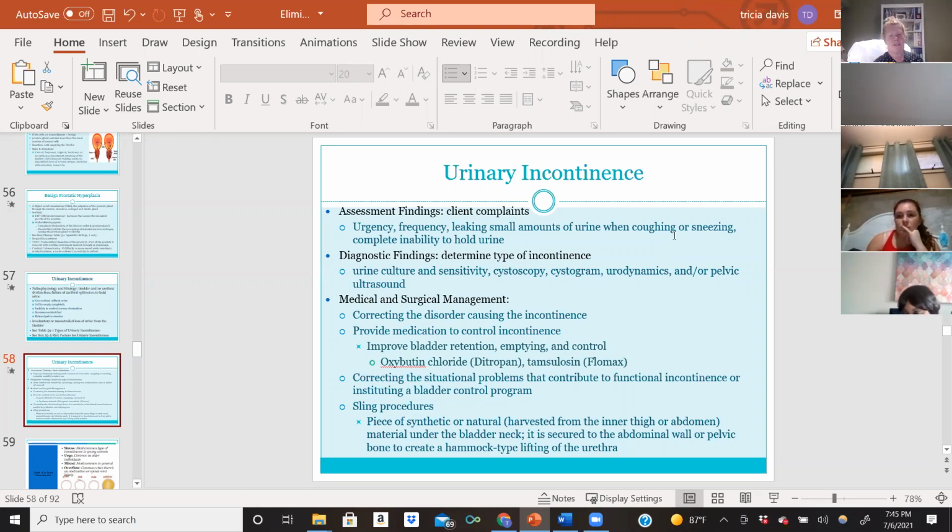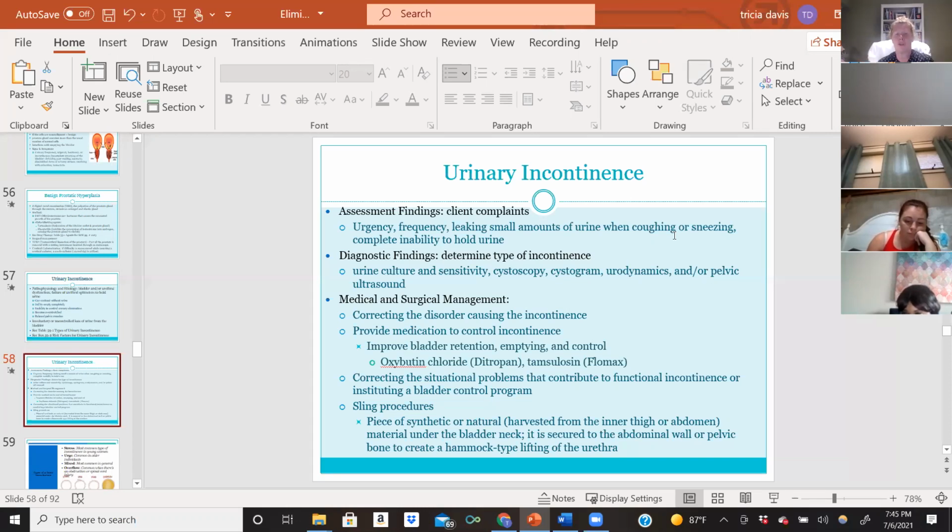So some diagnostic findings that we might do, we want to try and determine the type of incontinence that they have. So is it because of a medicine? Is it because of some type of issue that they're having? Is it stress incontinence? What type of incontinence is it? So we could do a urine culture and a sensitivity. We could also go in and do a cystoscopy to look around in there and observe all the structural units of the bladder and the ureters to see what's going on. Same thing with a cystogram, urodynamics, and or a pelvic ultrasound.